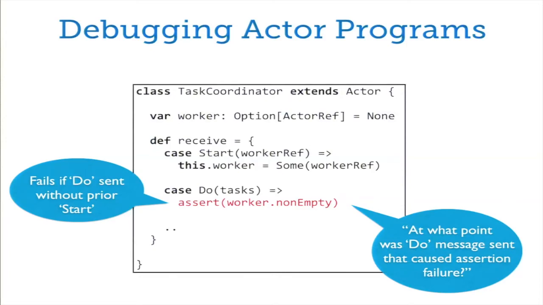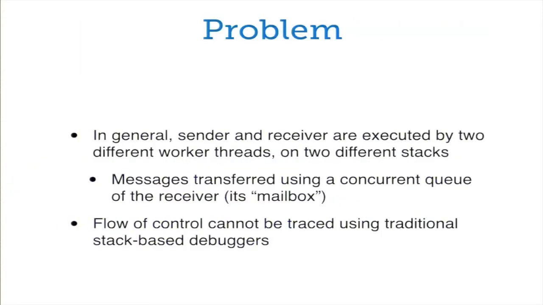What happened in the past that caused this problem? So you want to find out, well, where's the client and what did the client do? Why did the client send a do message without sending a start message before? So we basically want to find out the point in the program where the do message was sent. That's a natural thing to do, so that we can trace back the chain of events that caused our assertion to fail.